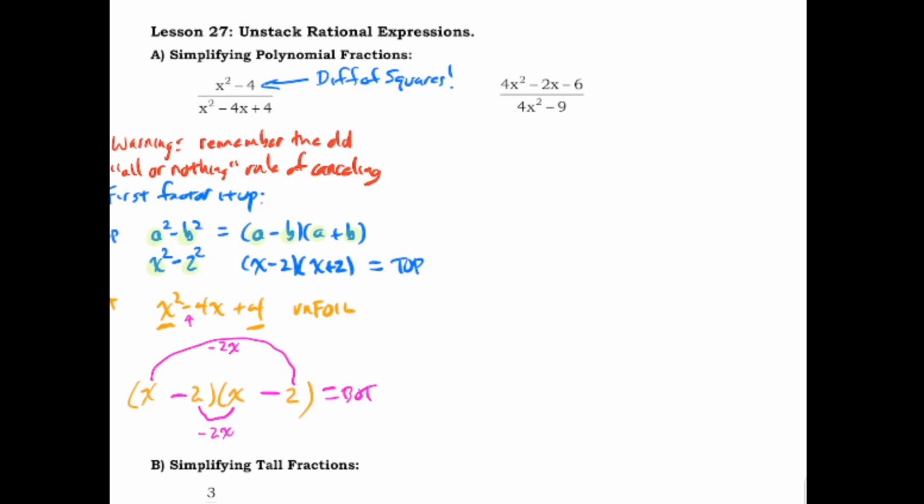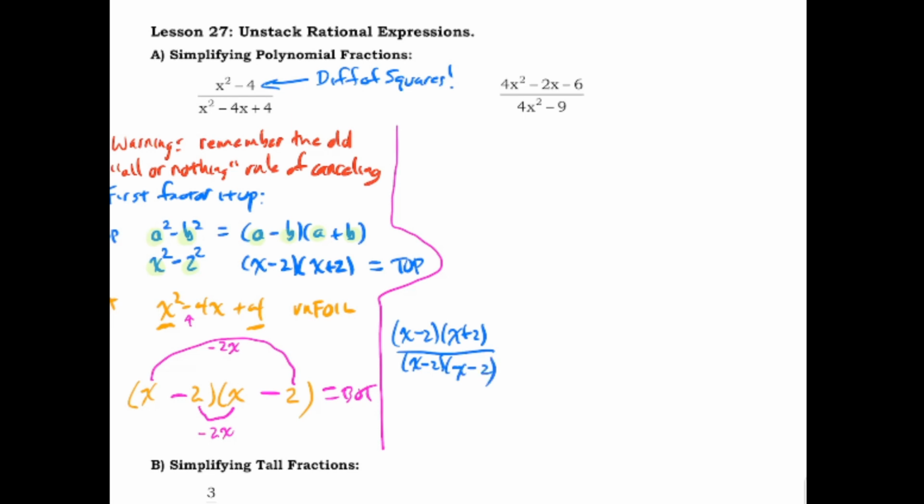So let's put this all back together then. Let's do that over here someplace. Okay, so what we've got then is the top is an x minus 2 times an x plus 2. The bottom is an x minus 2 times an x minus 2.